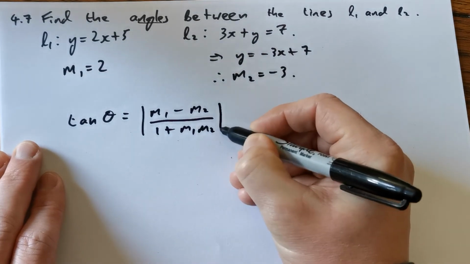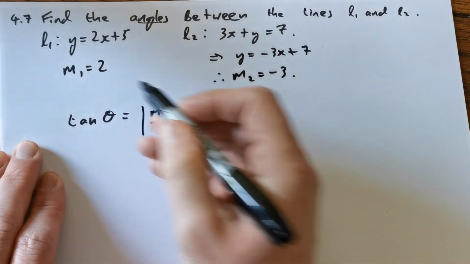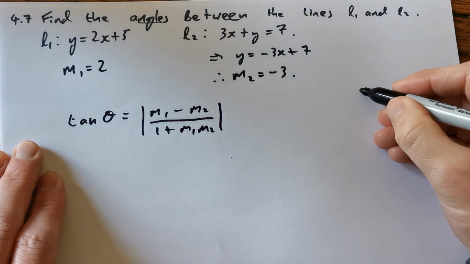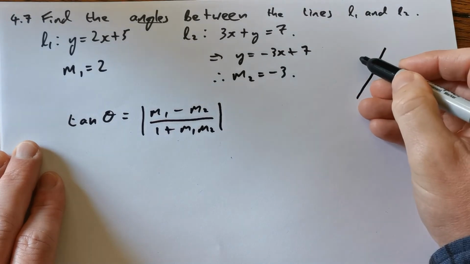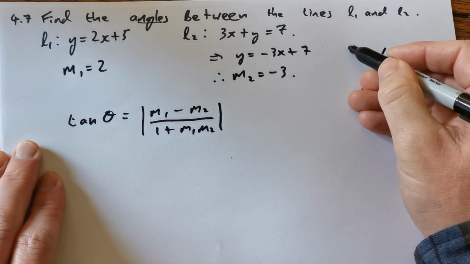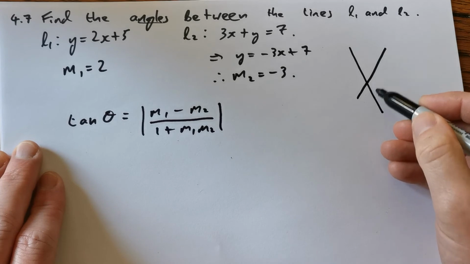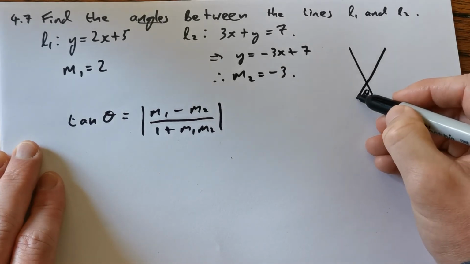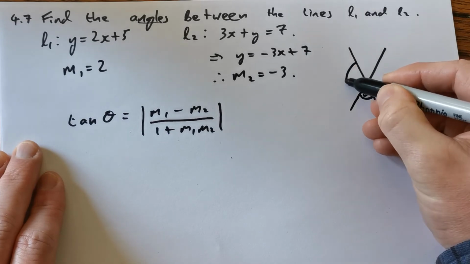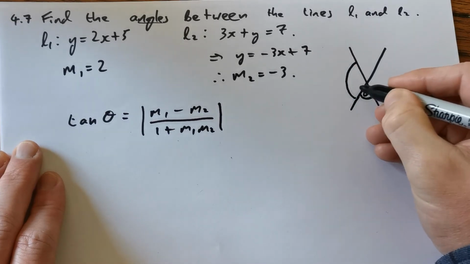If you wanted to get a rough picture of what this is, a slope of 2, every time we run 1, we rise 2, something like that. This will have a slope of negative 3. Every time we run 1, rise negative 3, a bit steeper, something like that. We're going to find the acute angle between them first, and then once we know that angle, we can just subtract that from 180 to find the obtuse angle.